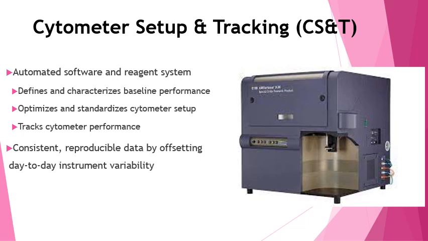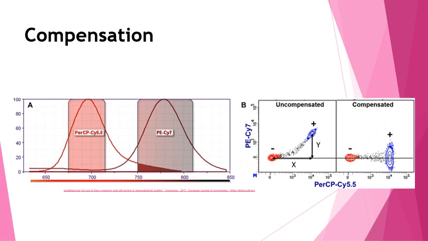The software just won't pass CS&T. And so you'll essentially have to go through and do some troubleshooting to try and get it to pass, and see why it's not passing, until it does pass. Compensation is another daily control that you have to run.